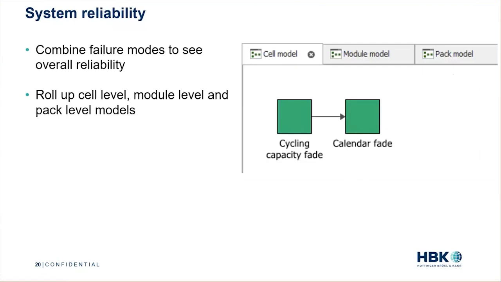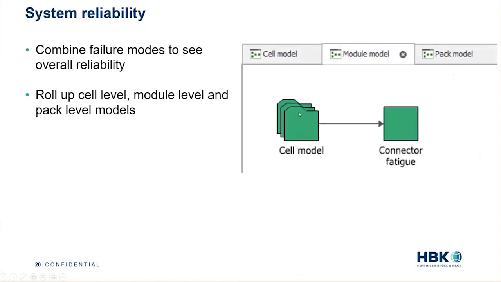So this is using our software called BlockSim, right? This reliability block diagram represents a single battery cell where we're susceptible to both cycling capacity fade and calendar capacity fade. And so we could take these 2 blocks, which represent these models that we built, and combine them and calculate the results at the cell level. We can then go to the next level and say, hey, okay, we've got this many cells in a module, as well as a failure mode at the module level that represents connector fatigue.